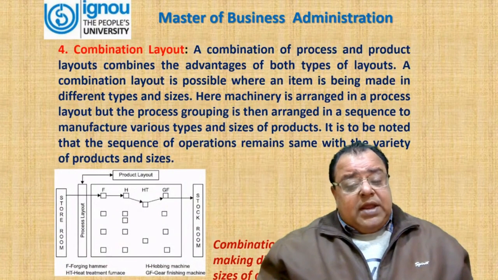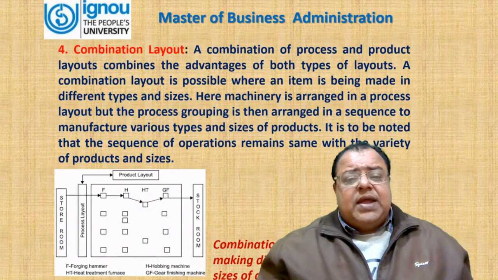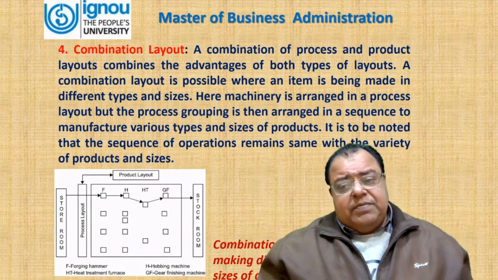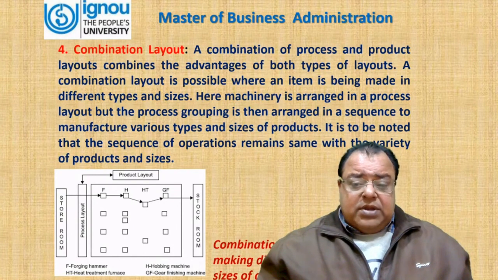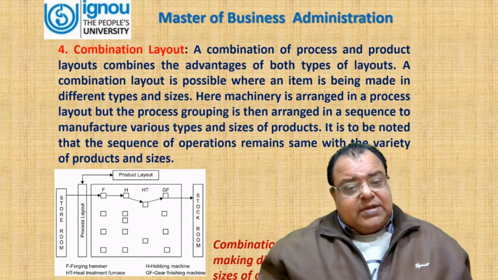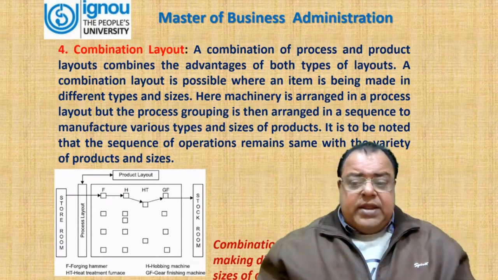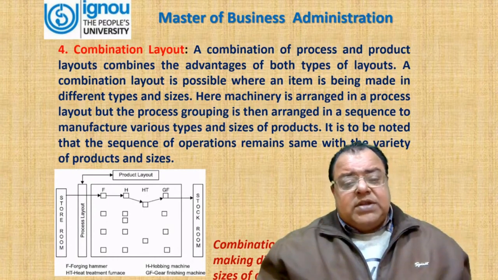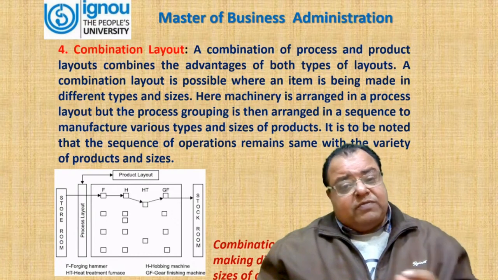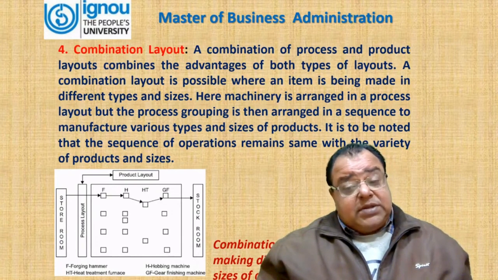Fourth one is combination layout. A combination of process and product layouts combines the advantages of both types of layouts. A combination layout is possible where an item is being made in different types and sizes. Here, machinery is arranged in a process layout, but the process grouping is then arranged in a sequence to manufacture various types and sizes of the product. It is to be noted that the sequence of operations remains the same with the variety of products and sizes.